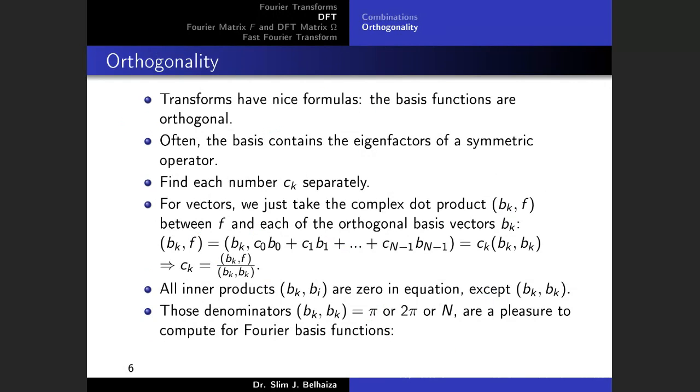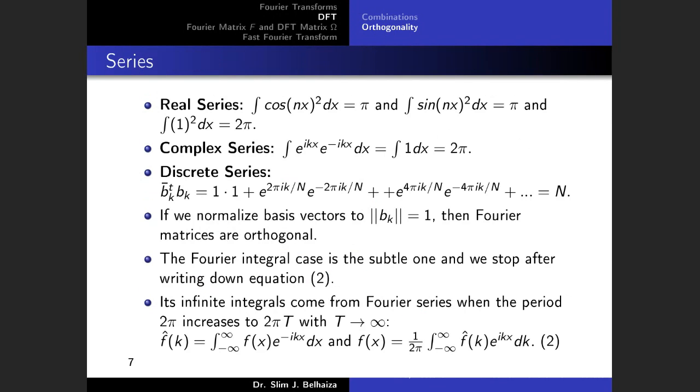Now orthogonality. There are some nice formulas for these basis functions, and often the bases contain eigenvectors of symmetric matrices. So we can find each coefficient ck separately. For vectors, we just take the complex dot product bk with f, between f and each of the orthogonal basis vectors, which means that ck at the end of the day is just bk dot f divided by bk dot bk. All inner products bk with the other basis vectors are 0 in this equation, except the one with bk itself. Those denominators are equal to pi, 2 pi, or n, and are very easy to obtain.